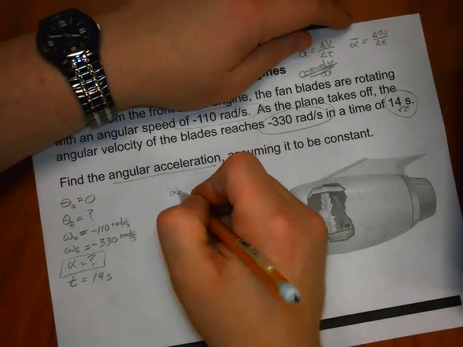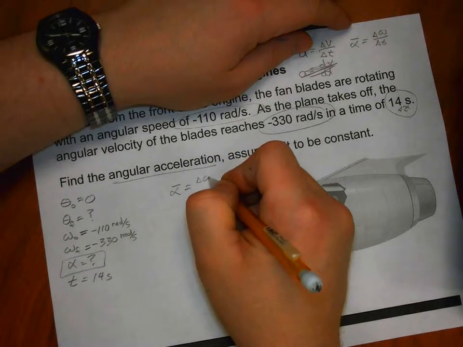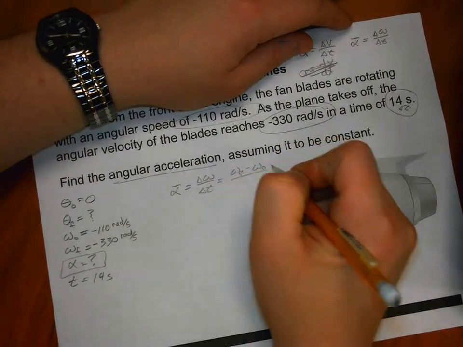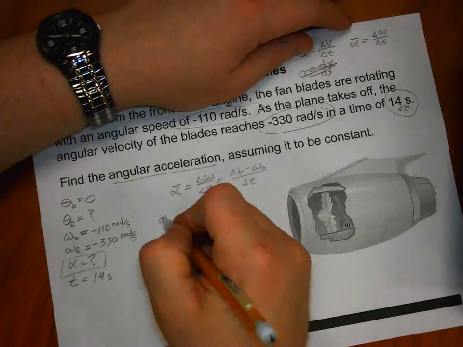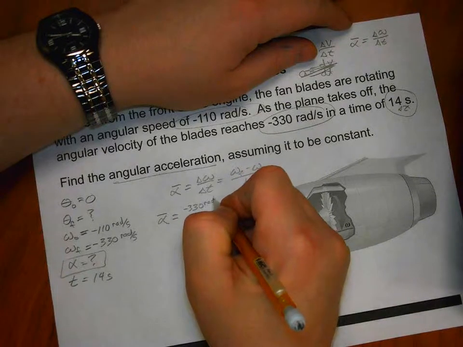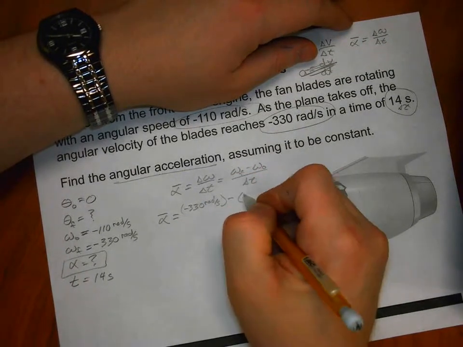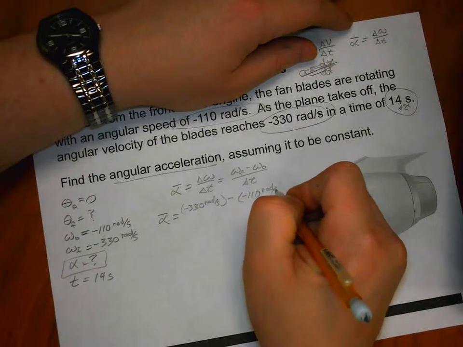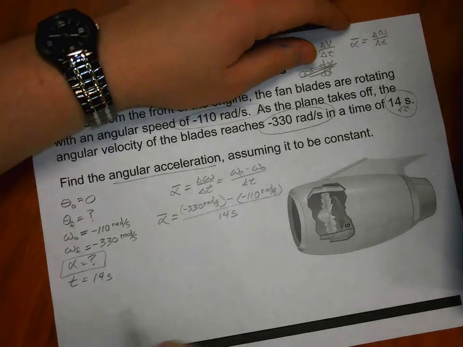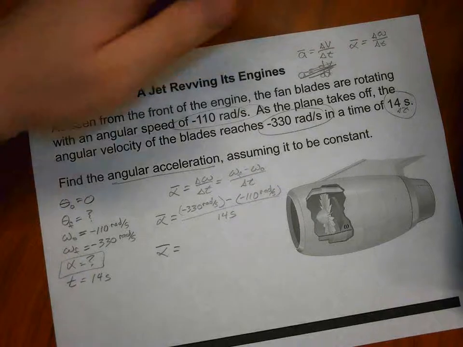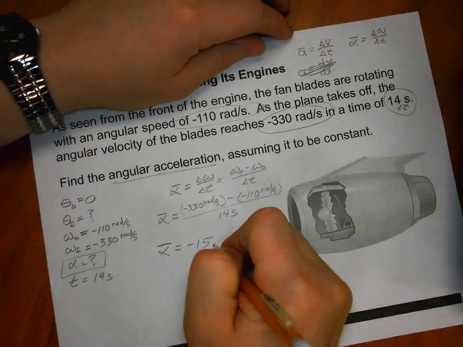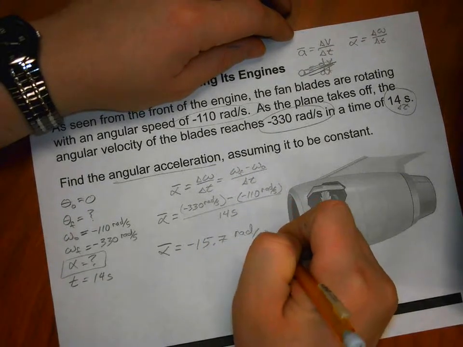Well, from our definition of average angular acceleration, alpha equals delta omega over delta t, so that is omega f minus omega naught over delta t. The average angular acceleration is negative 330 radians per second minus negative 110 radians per second over 14 seconds. That means the average angular acceleration then is equal to negative 15.7 radians per second squared.